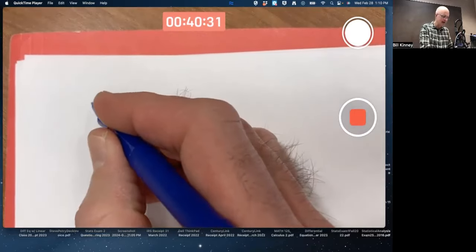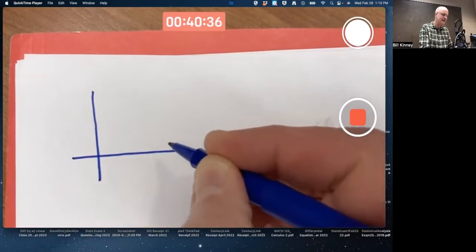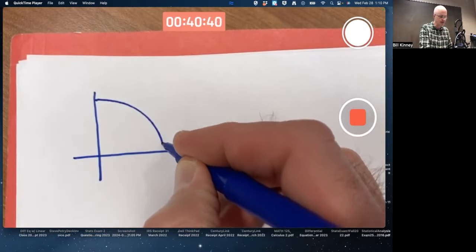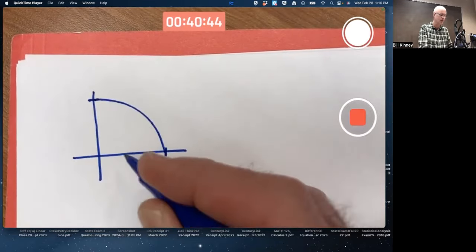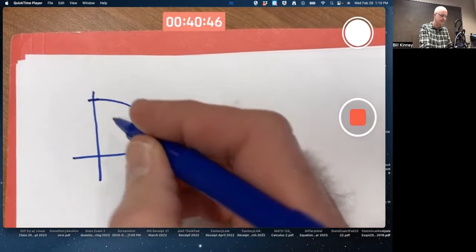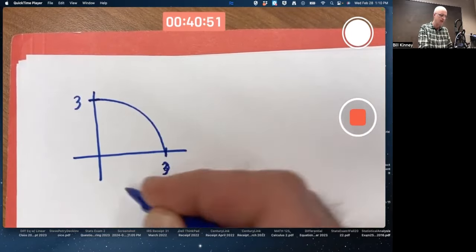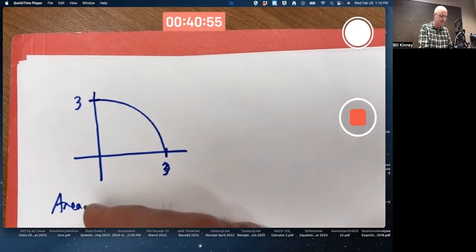Let's apply integrals to finding an area. It's going to be an area of an object that we already know the answer to, so we can check our answer. It's going to be a semicircle. Well, actually, a quarter of a circle of radius 3. What is the area is what we're after.